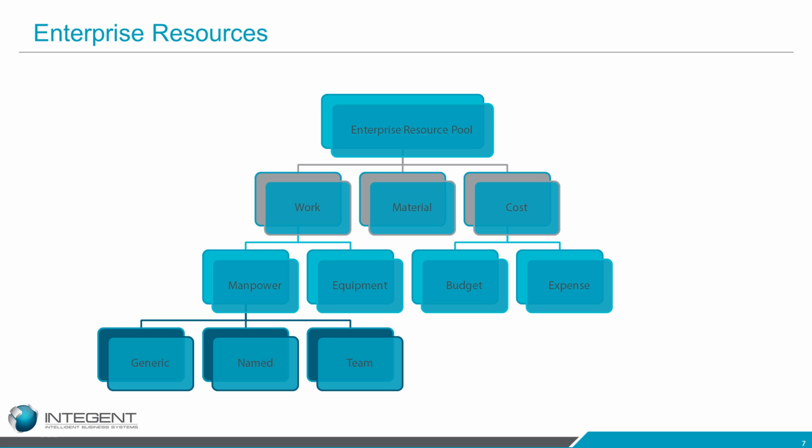Okay, so those are your work resources. Again, it's the people and equipment that are needed to perform the task. Your material resources are consumable resources. So those are the resources that will need to be replaced throughout the duration of your project.